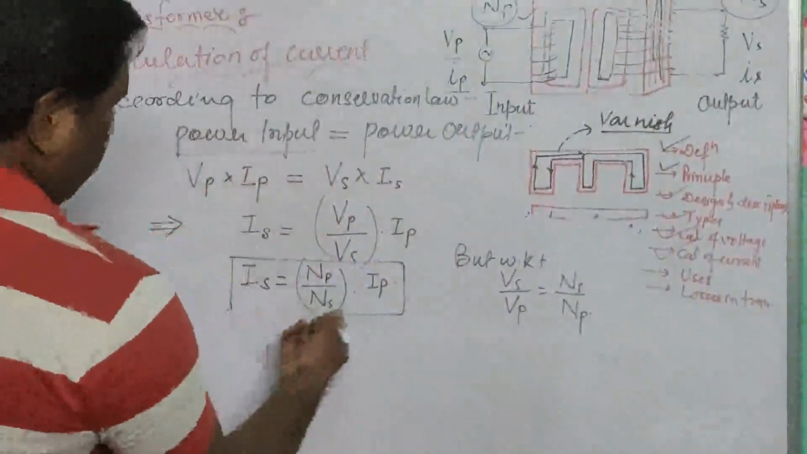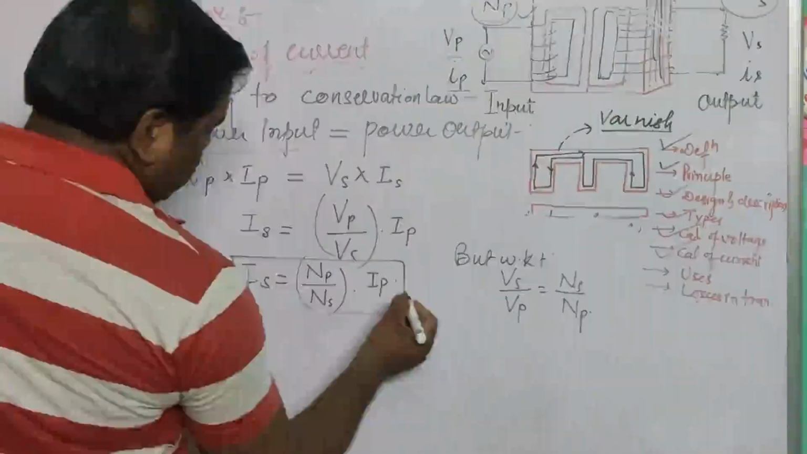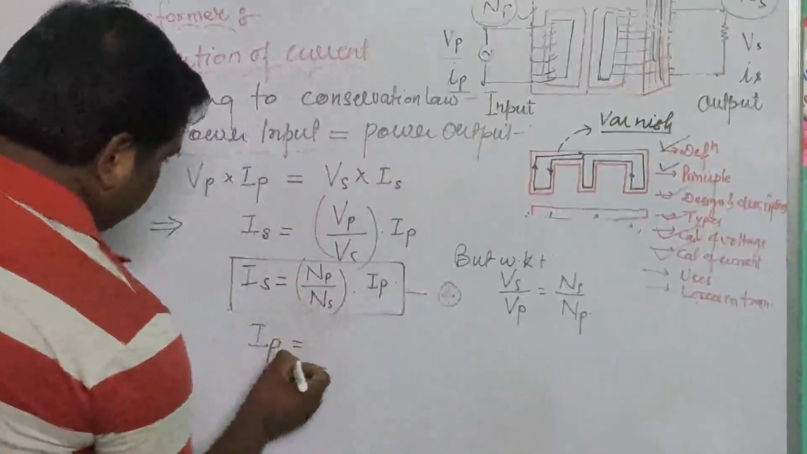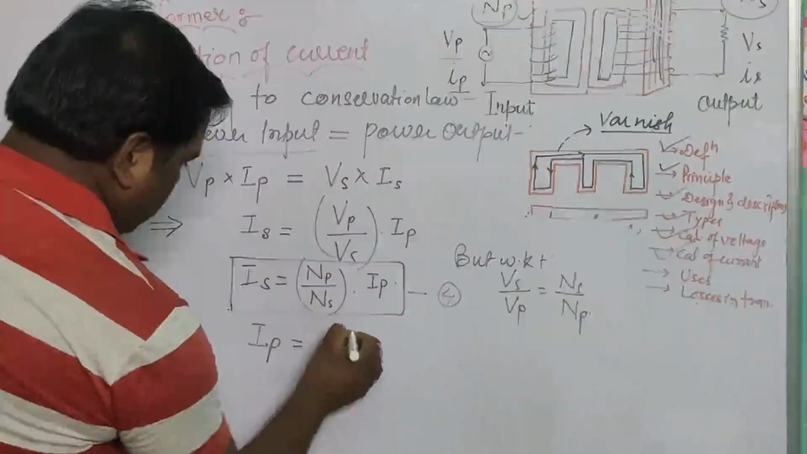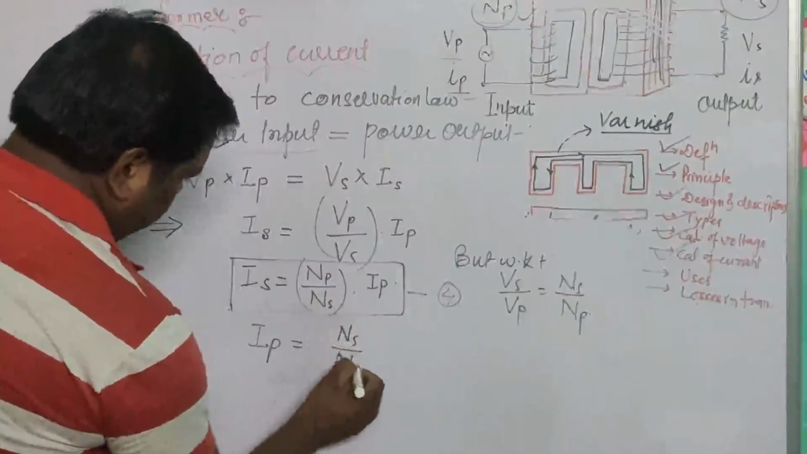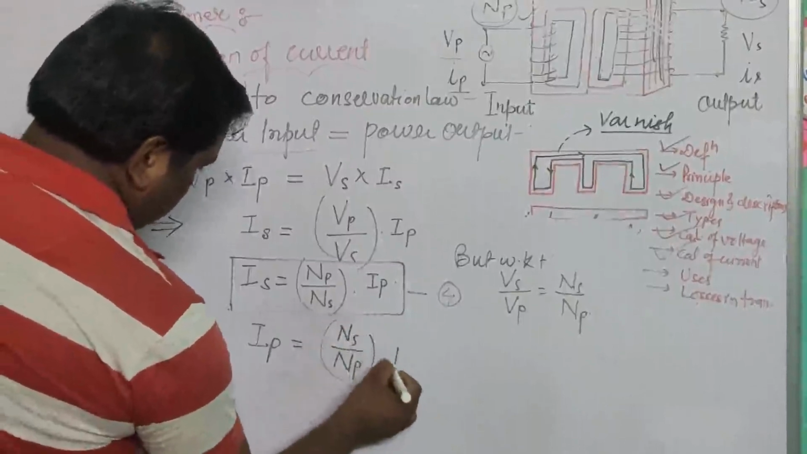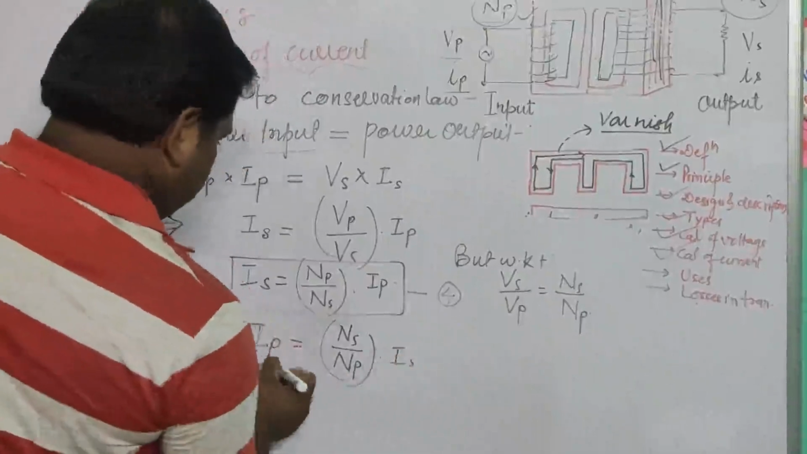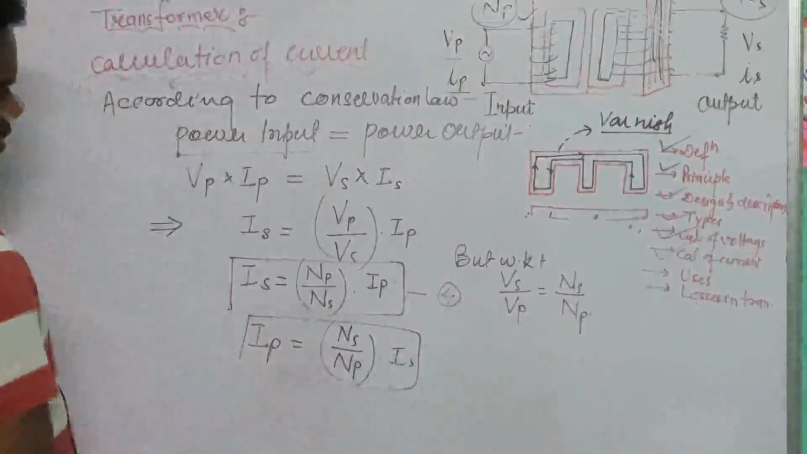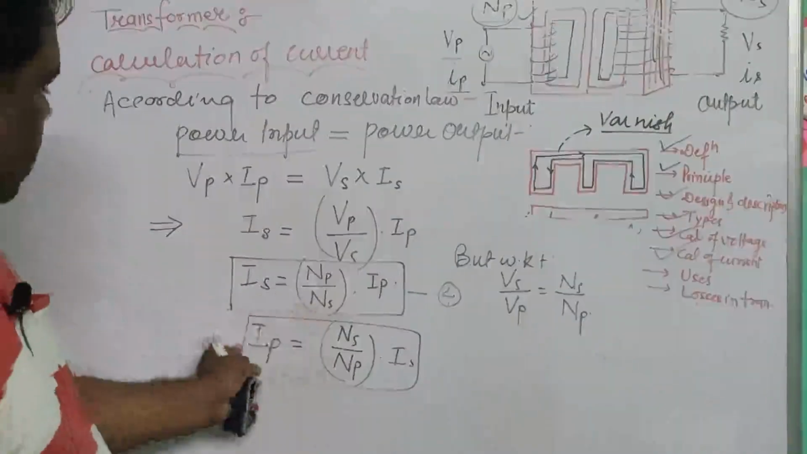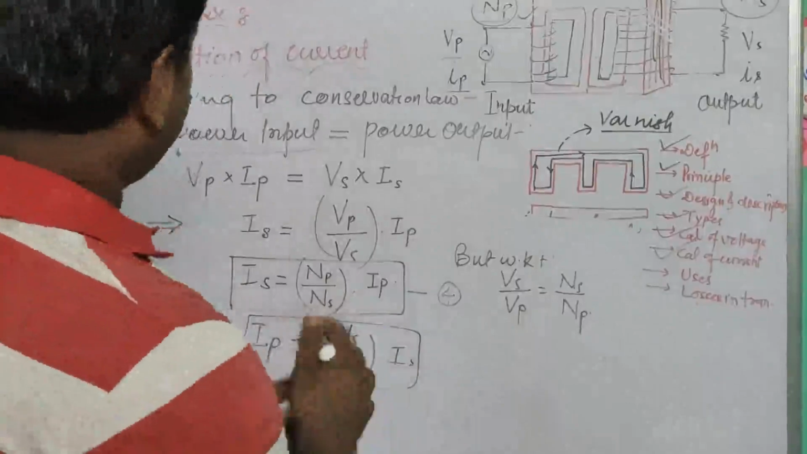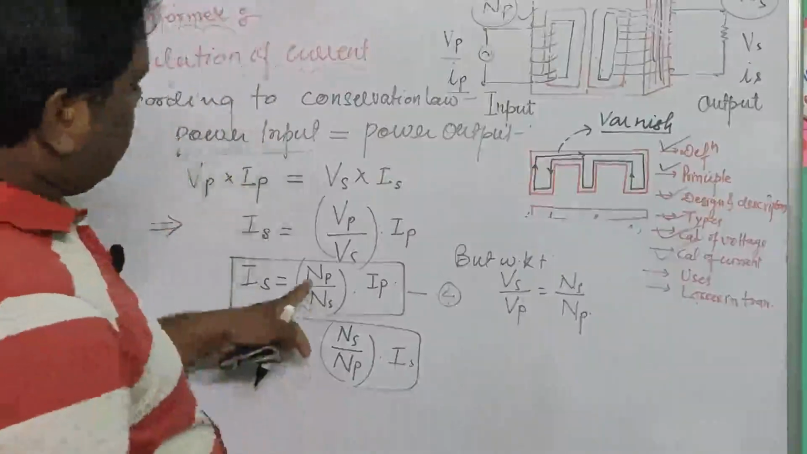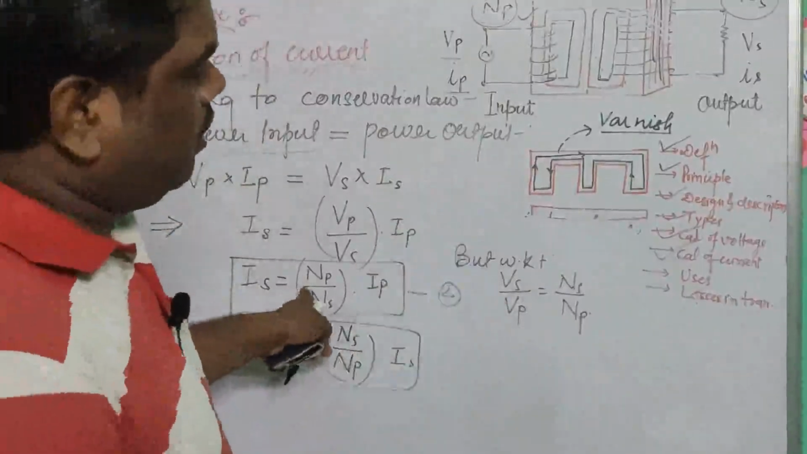So this is how we can write this equation number 4 in another form, that is in terms of primary current: Ip is equal to Ns upon Np into Is. So this is another format of expression of current. This is all about the calculation of current. On this basis we can also define the types of transformer.